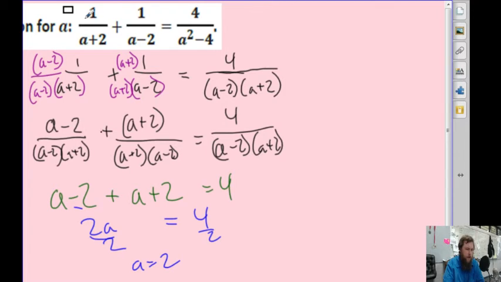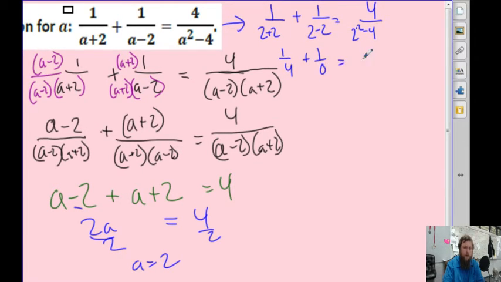And if you want to check, you can always plug this in. So if I plugged in a equals 2, I get 1 over 2 plus 2 plus 1 over 2 minus 2 equals 4 over 2 squared minus 4. So what's going to happen? You get 1/4 plus 1 over 0 equals 4 over 0.